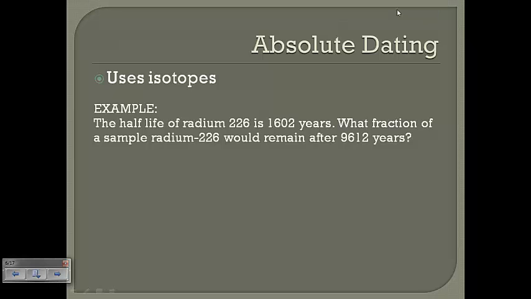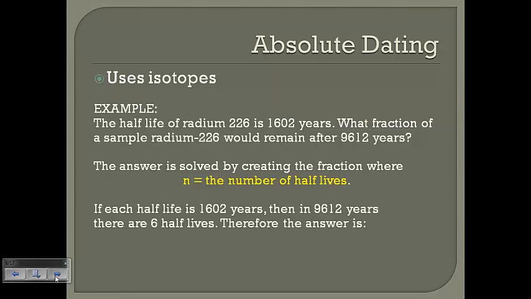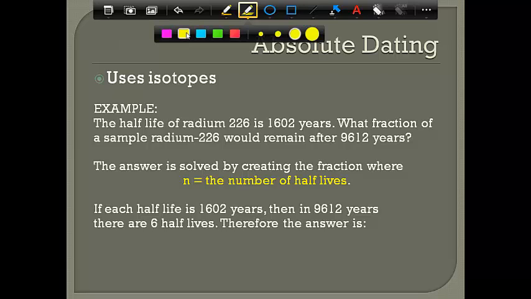So the way this happens, or the way you do this, is you first have to figure out how many half-lives are in the number that you're looking for. And n is going to be the number of half-lives, and that will give us the fraction of the amount of radium that's still left, that hasn't turned into an isotope. So we know each half-life is 1,602 years. Right, that was right up here in the problem. So we take the amount of time that we're looking for, which is 9,612, divided by our 1,602 years.